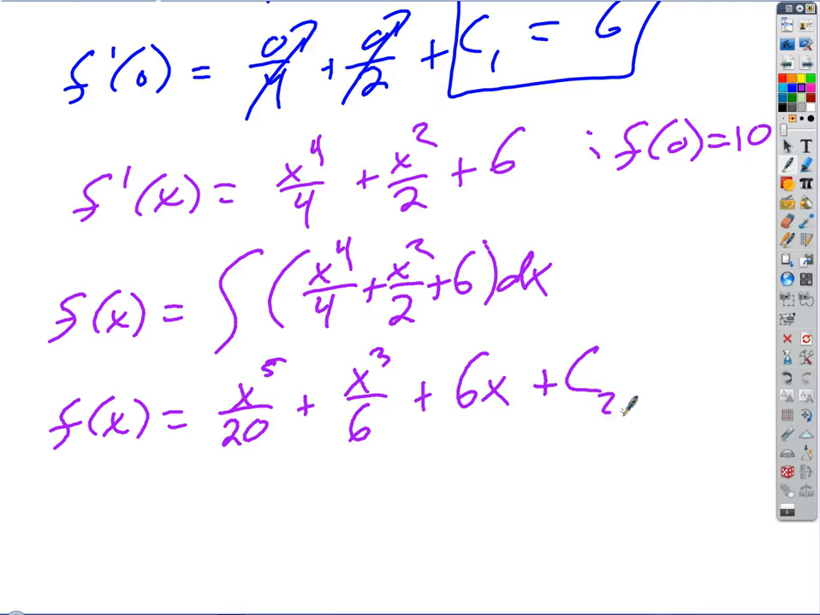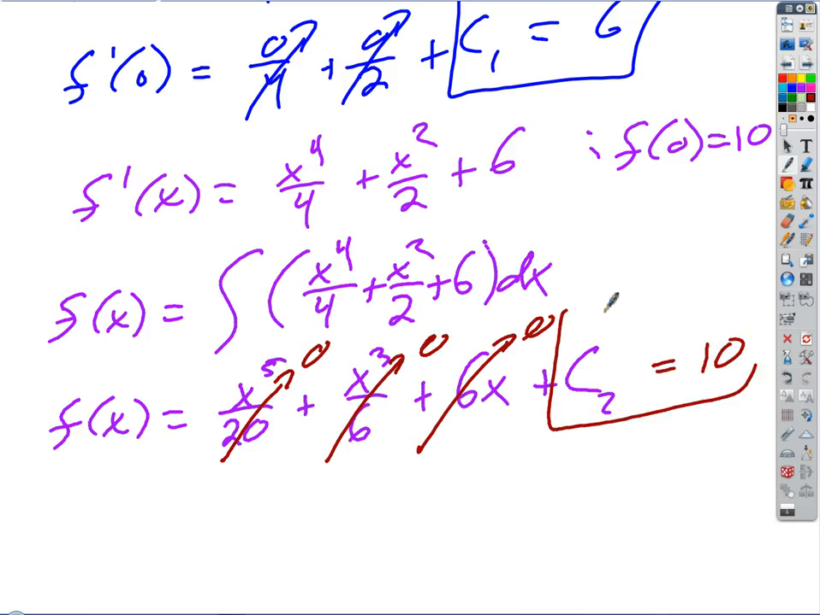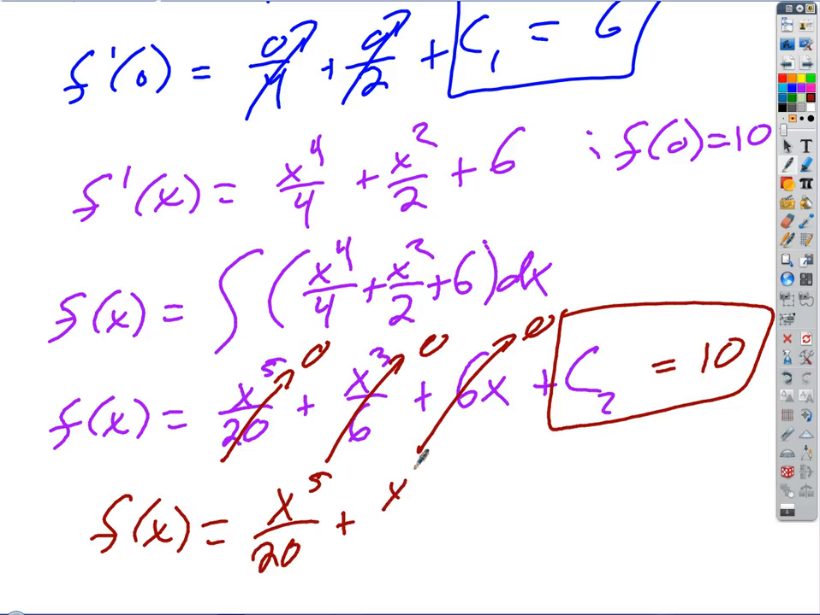Plus some constant, but we have our initial condition up here, right? When x is 0, the value of this function is 10, and so if we evaluate this at 0, that goes to 0, that goes to 0, that goes to 0, and it equals 10, so we know the value of our second constant. And so the function is, then, we're done. F of x equals x to the 5th over 20 plus x cubed over 6 plus 6x plus 10. There's the function. We solved it.